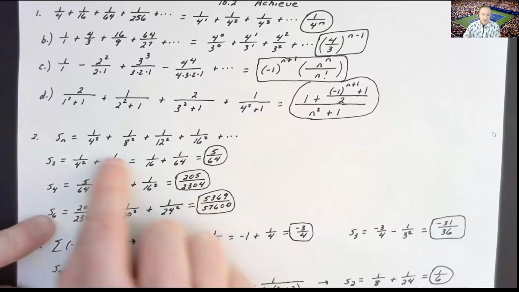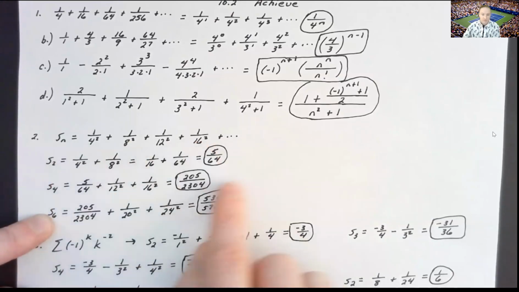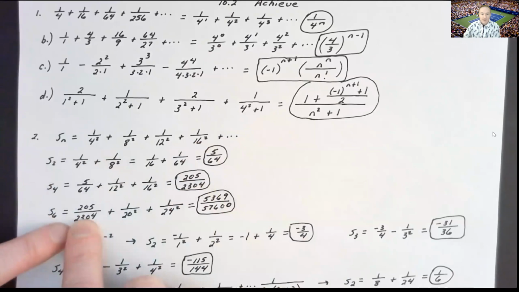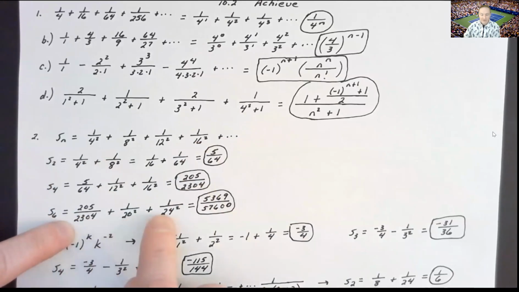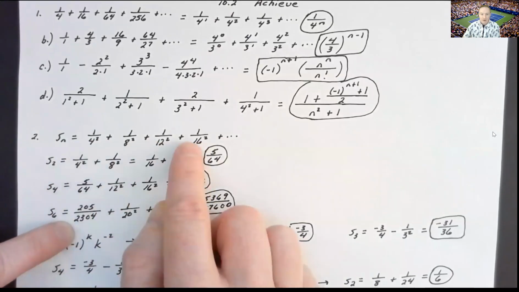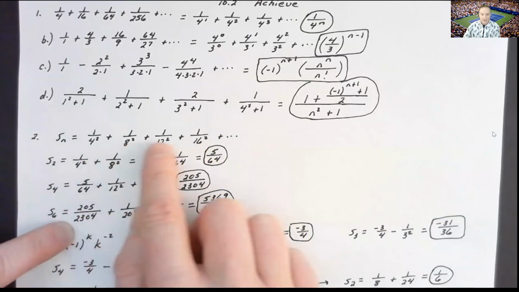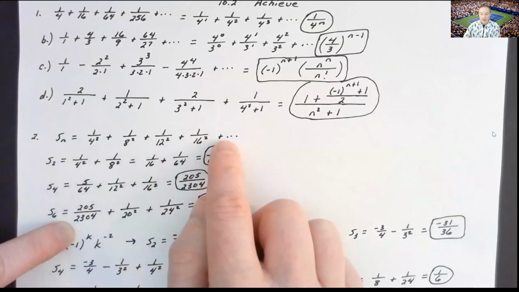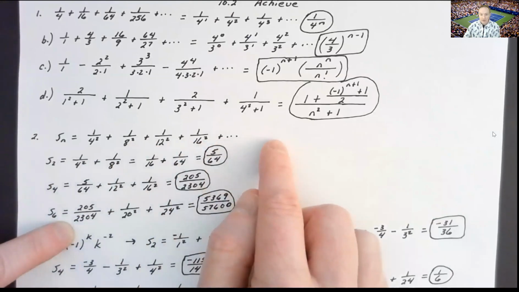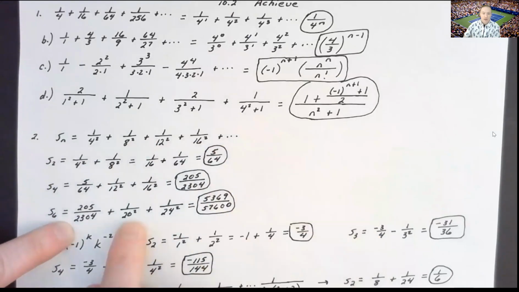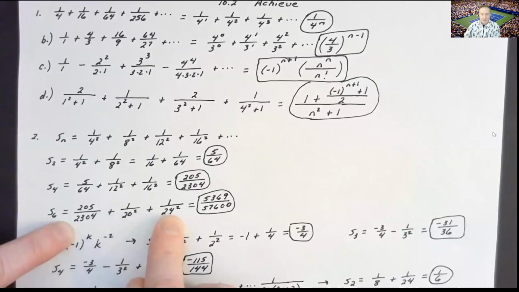Well, the sixth partial sum is the sum of the first 4, which we already have right here. And now you have to understand what the fifth and sixth term of this series would be. And you can see the pattern here in the denominator, 4 squared, 8 squared, 12 squared, 16 squared. The next denominator would be 20 squared, and the next one after that would be 24 squared. So that's where these 2 terms came from. This is the fifth term of the series. This is the sixth term of the series.